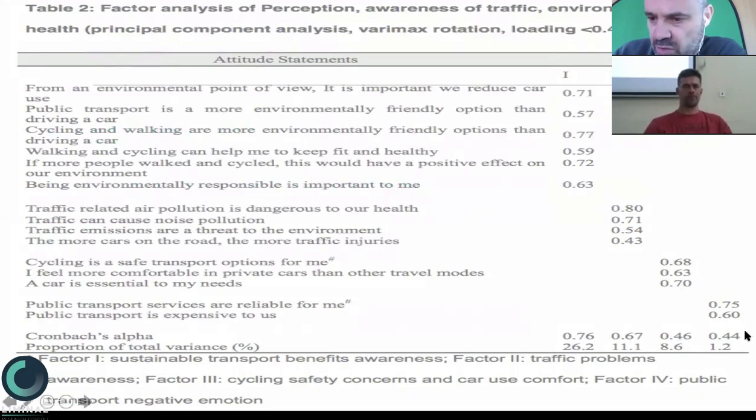And then the Cronbach alpha is also not reliable here. I think you're talking about the constructs for the factors. I'm talking about the number of items per construct. For example, cycling is a safe transport option. There are 3. You need more to really make a conclusion. 3 is enough, that's the bare minimum. But the Cronbach alpha for these 3 is 0.46. So we cannot use these 3.